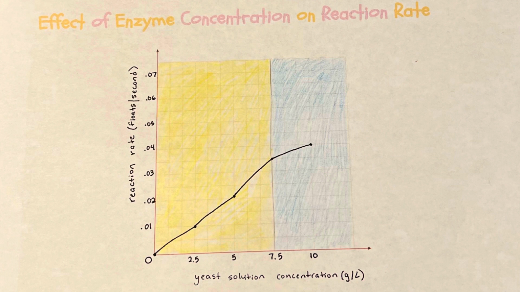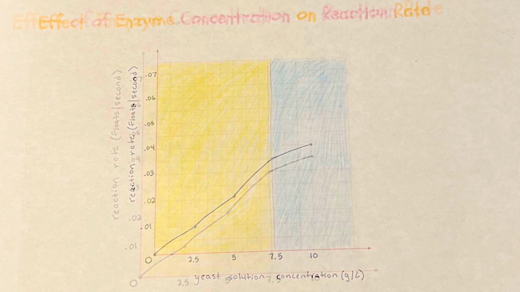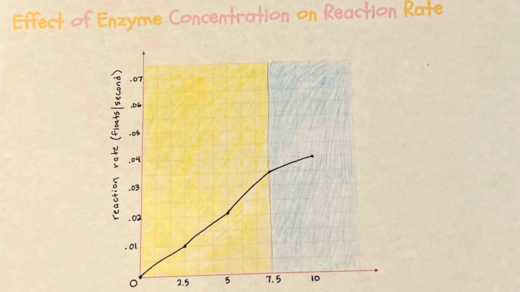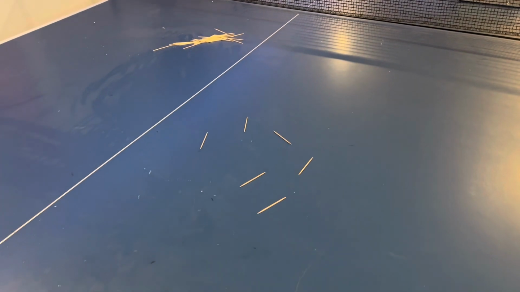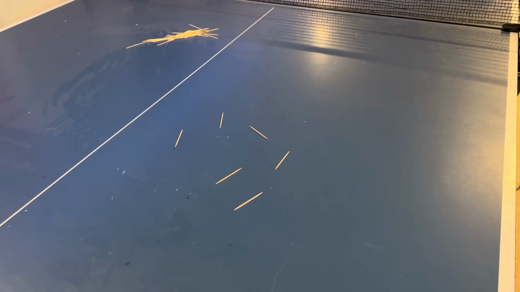Another thing to consider in these processes is that when less active sites are available, which would be the case if the concentration of the yeast solution was diluted, the substrates would have fewer opportunities to bind to the active sites, and therefore the processes would slow down. So here I'm going to explain what's really going on in the experiment on a more molecular and more close-up level with toothpicks.